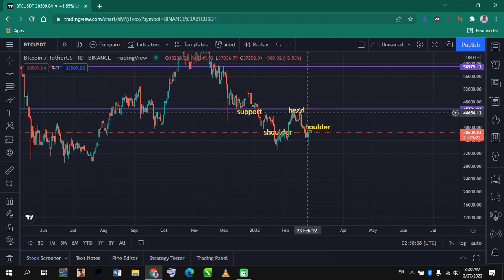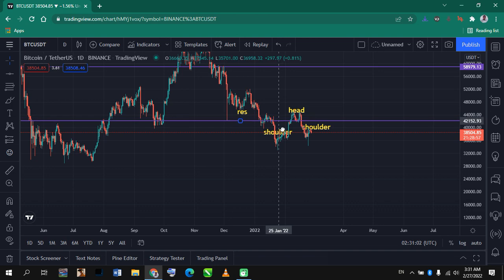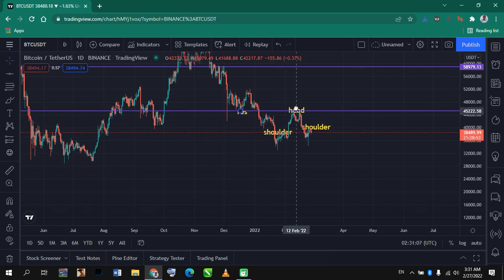This support level already has become a resistance level. So I put it at RAS. So this support level already became a resistance level. Okay, let me leave it at that level and carry this on.